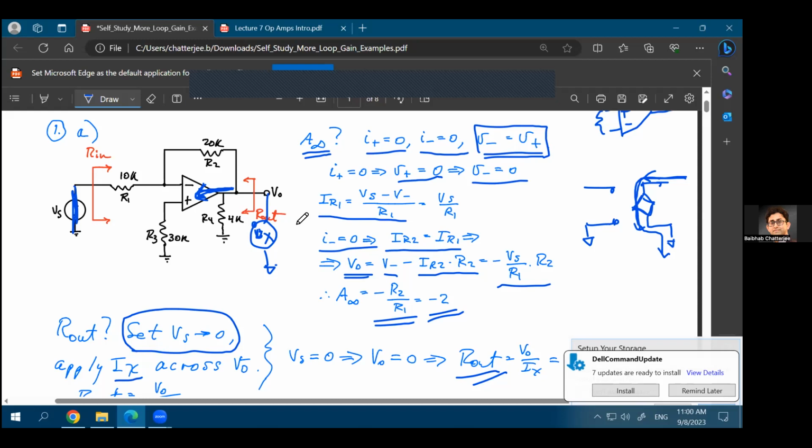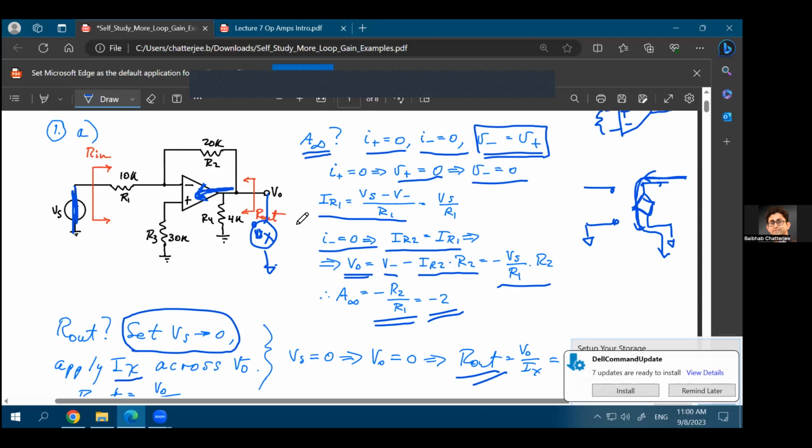More questions? For any ideal op-amp, it's always equal. But if it is non-ideal, then it depends on the numbers. Yes, this resistance is 10K, and yes, the R is big.